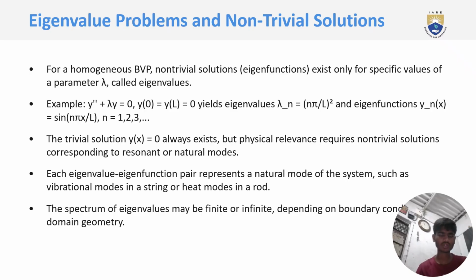Eigenvalue spectrum. Each eigenvalue, eigenfunction pair represents a natural mode of the system, such as vibrational modes in a string or heat modes in a rod. The spectrum of eigenvalues may be finite or infinite depending on boundary conditions and domain geometry.